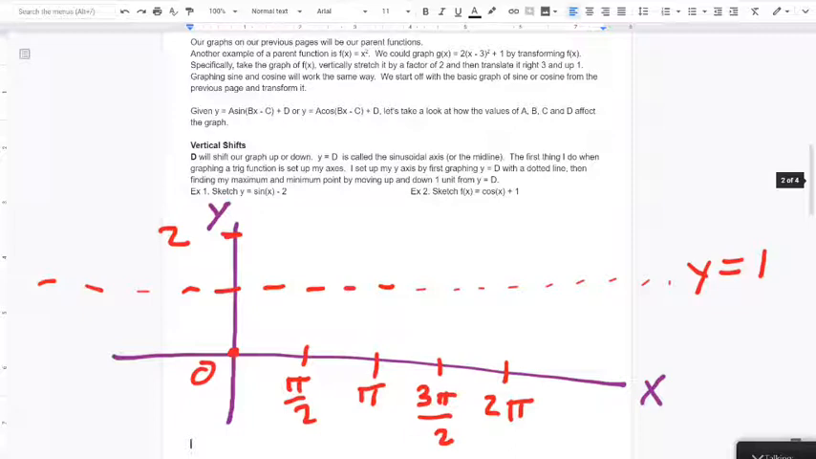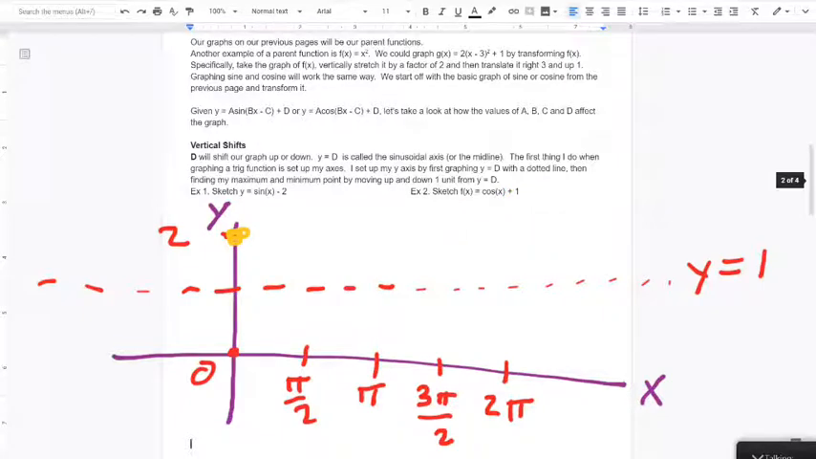Now we plot our points. Since it's cosine, it's going to start at the max, because the cosine of 0 is 1, and 1 plus 1 is 2. If there was a negative, like y equals negative cosine of x plus 1, then in that case we would start at 0, because it would be -1 plus 1. The negative would reflect the graph over the x-axis.